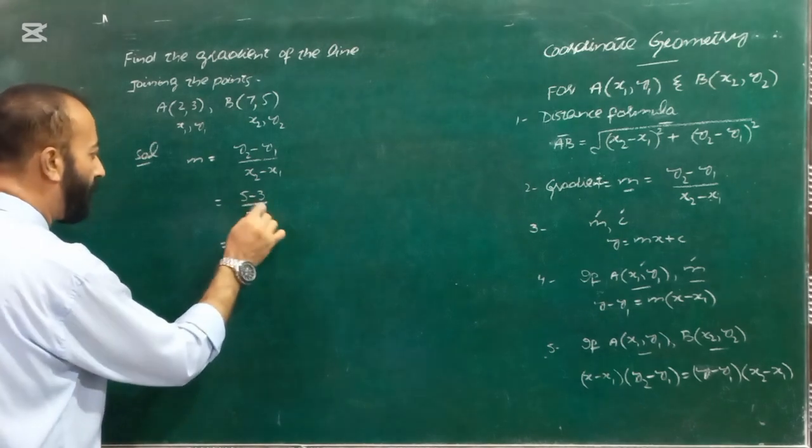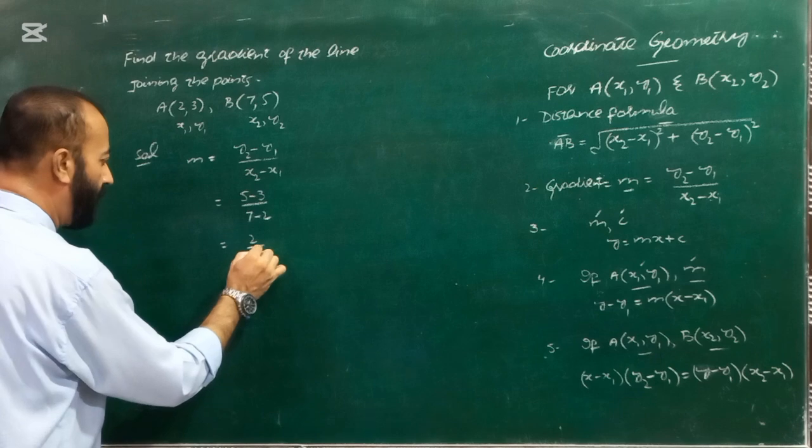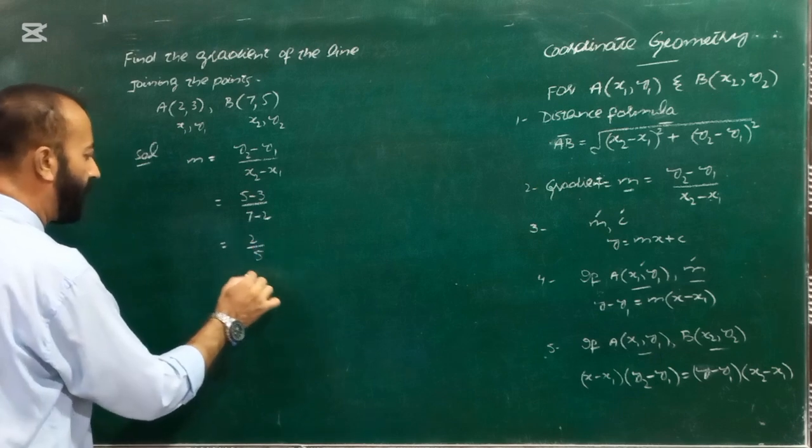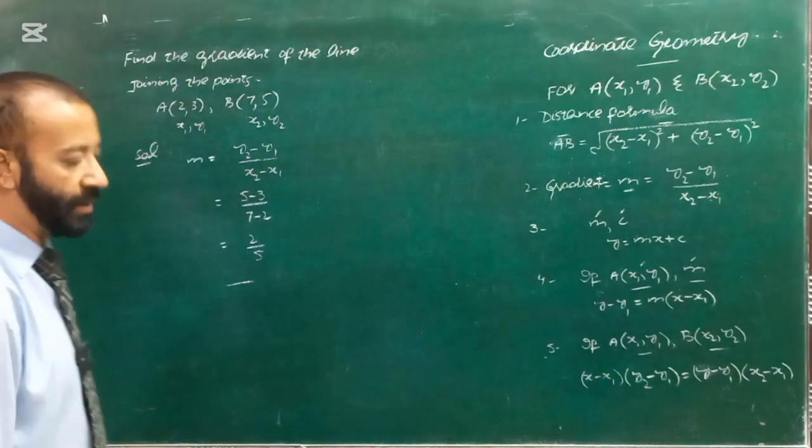So at this step, 5 minus 3 will be 2 and 7 minus 2 will be 5. So this is the answer. This is the gradient of these 2 points.